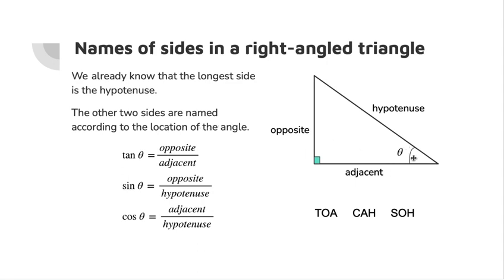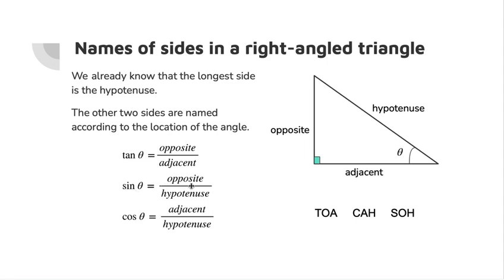So if the angle is here, then the side opposite to it is called the opposite side. And the side that is next to the angle is called the adjacent side. So now we can form the ratio correctly. Remember, earlier on we saw that the opposite over the adjacent gives us the ratio which is called tangent theta.